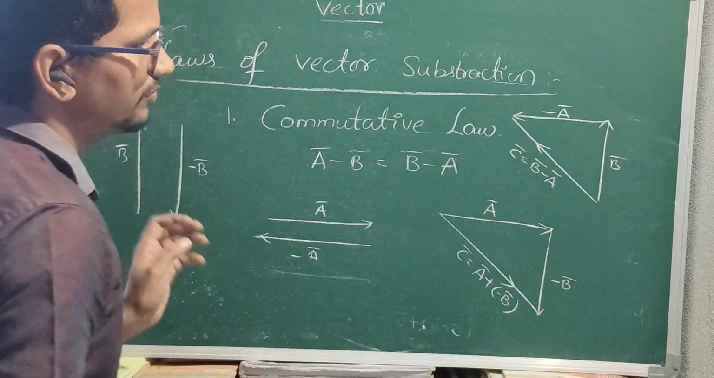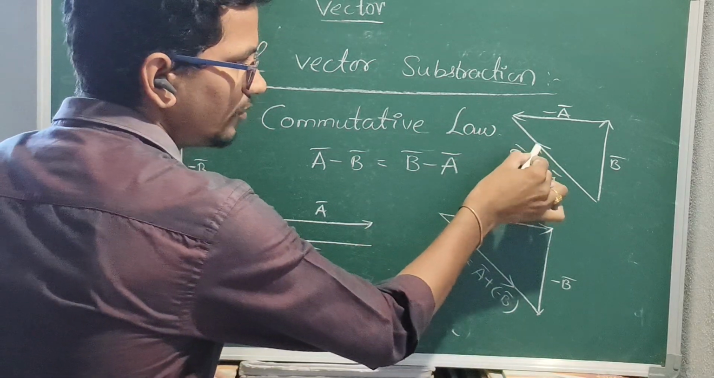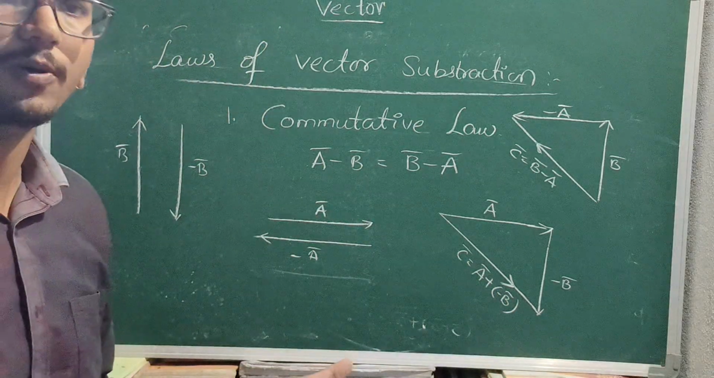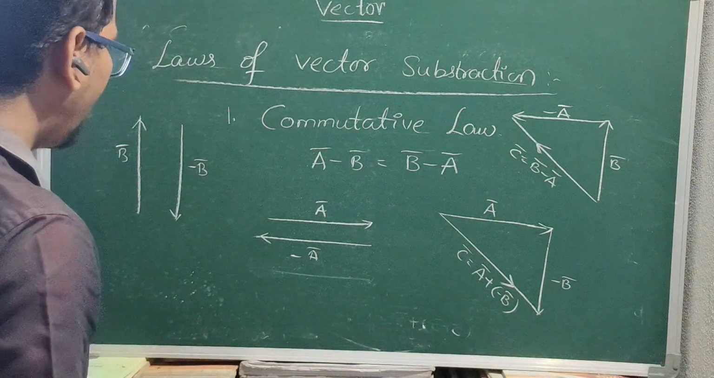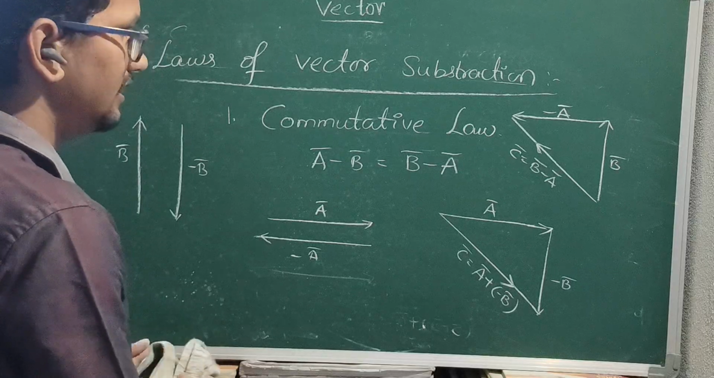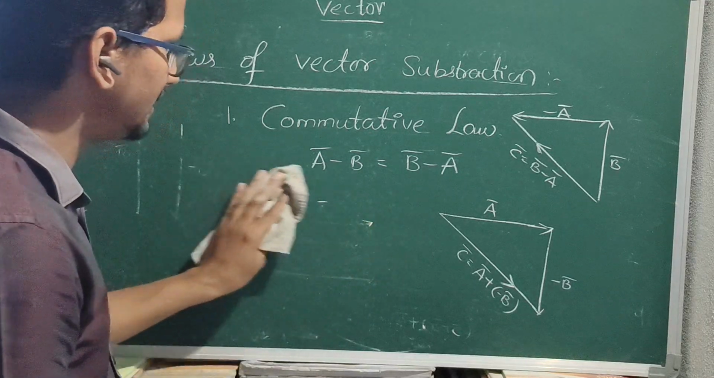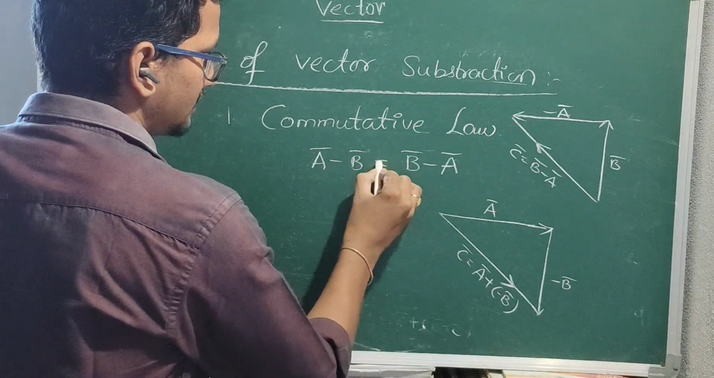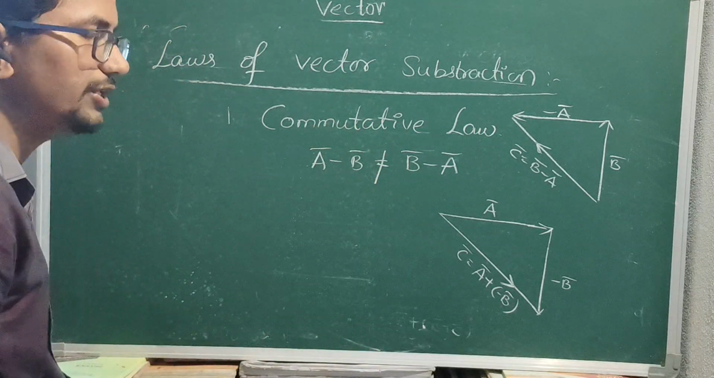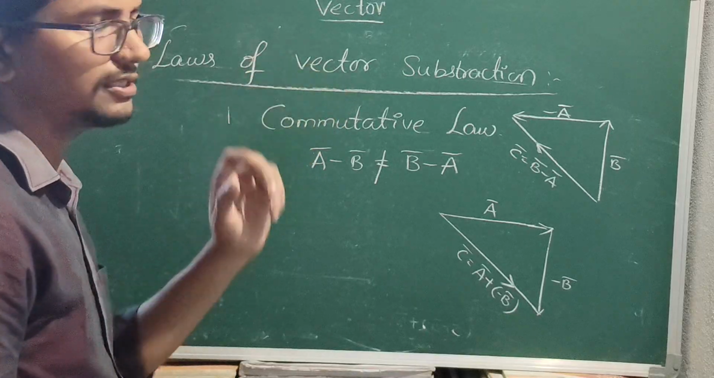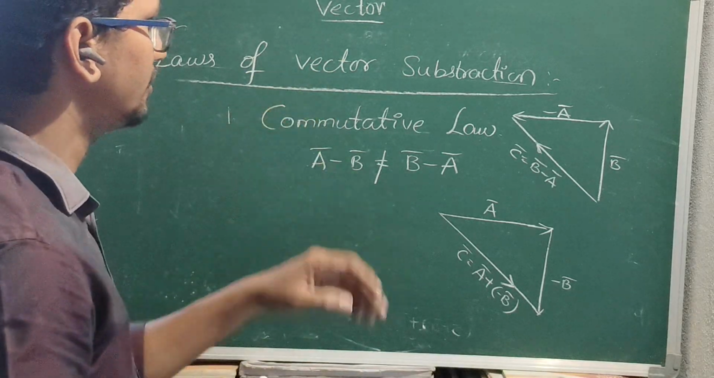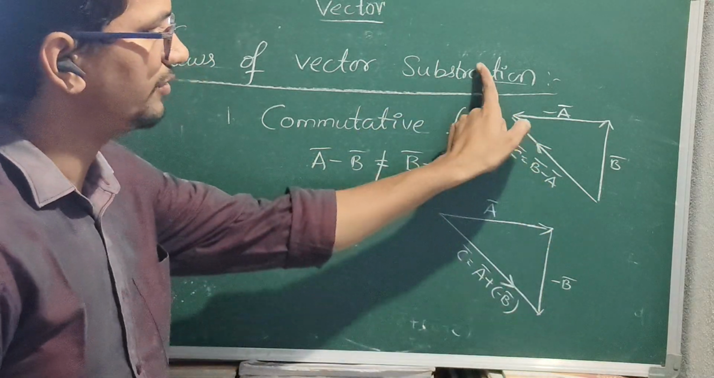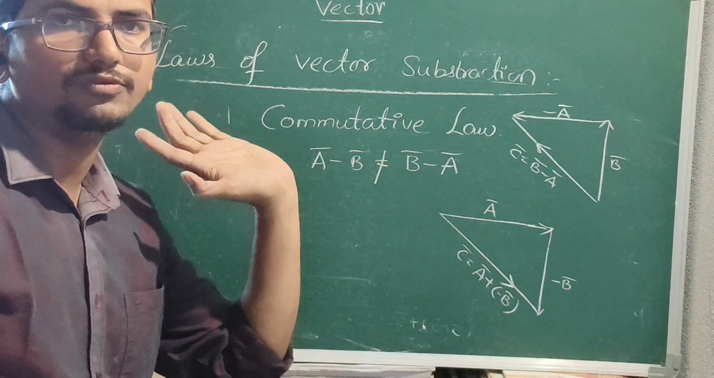Okay. By doing this, see the direction: one is the upward direction, another one is the downward direction. Means the direction is opposite. But are the magnitudes the same or different? We can discuss now. Directions are opposite. Direction opposite means what happens? It does not obey the commutative law in vector subtraction, because of the direction: one is the upward direction, another one is the downward direction.